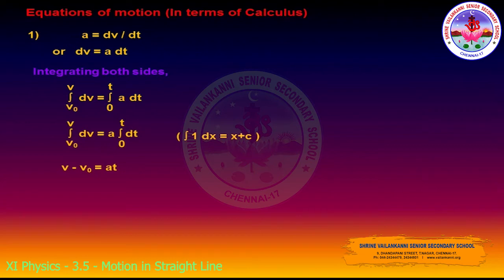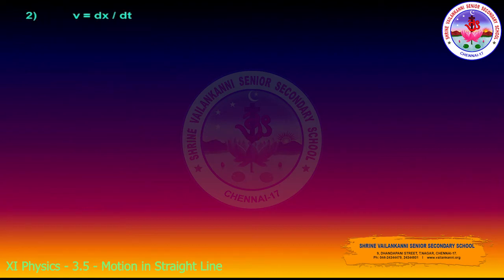Upper limit is t minus 0. We don't need to consider that 0. So integration of dt is t. So we are applying t minus 0 here, a into t. Did you understand? So v minus v naught is equal to at, right? Or we can say v is equal to v naught plus at. So this is the first equation, which we got by the calculus method. So next one is the second equation.